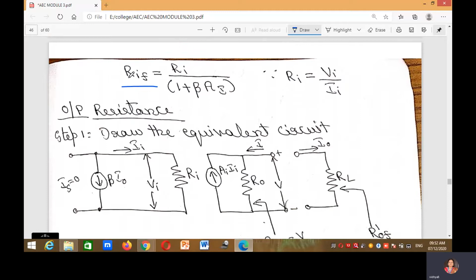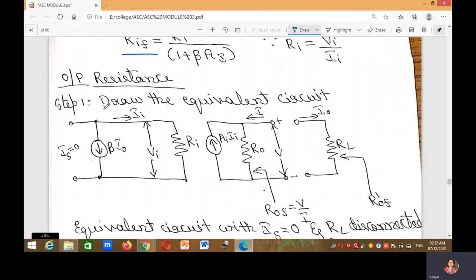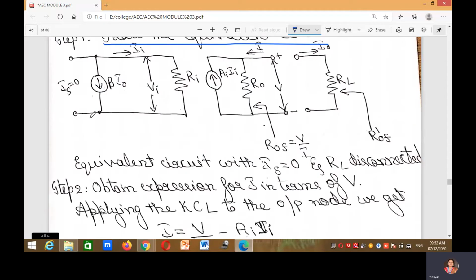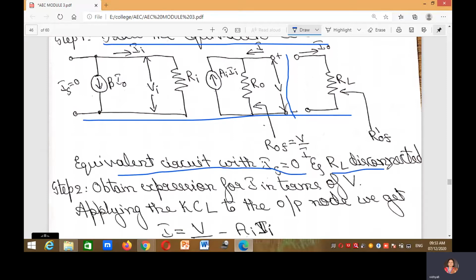Now the output resistance for current shunt feedback. First step is to draw the equivalent circuit. This is the equivalent circuit for output resistance. Just we will make an open circuit here. You can observe this is an open circuit. We will disconnect the load. Equivalent circuit with IS equal to 0: we make the source 0 and we disconnect the load.